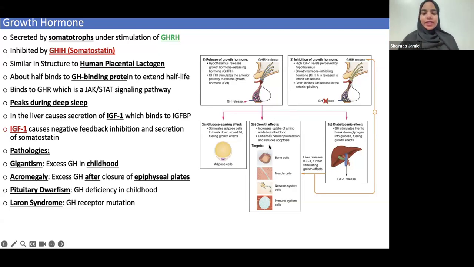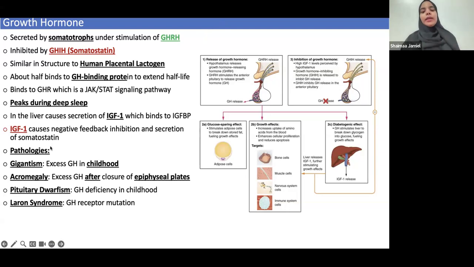And then it increases the absorption of amino acids in the blood because you need amino acids to make proteins, and you need proteins to grow your muscles and bones and so on. And it enhances proliferation. So that's basically it.